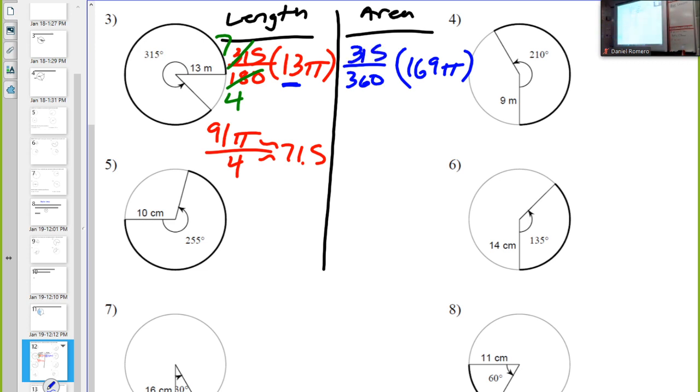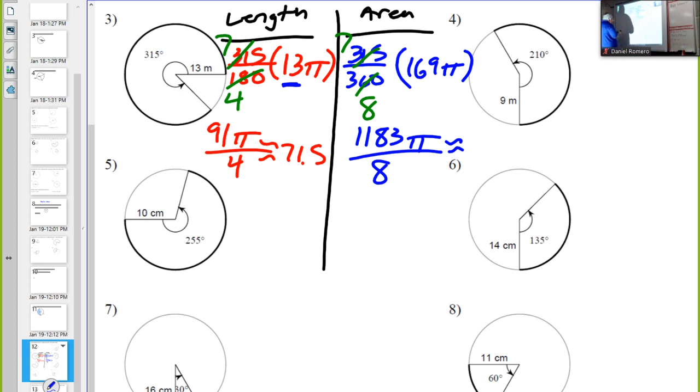I'm hoping this is the only part here that's killing you guys, and that's the reducing part. 315 and 360 can both be divided by 45. This still becomes a 7. This becomes an 8. Nothing else can be reduced, so we get 1183 pi over 8.